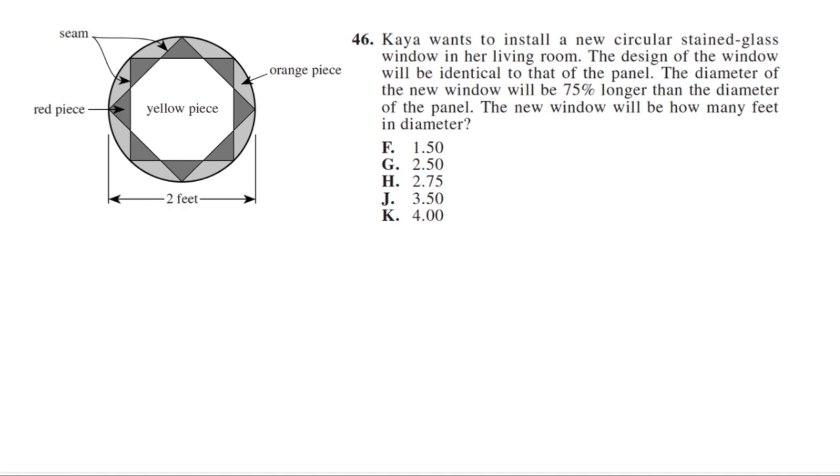Lastly, a 46 in the middle of the difficulties. So this is also a problem where they give a figure and they ask multiple questions. It says Kaya wants to install a new circular stained glass window in her living room. The design of the window is to be identical to the panel. This is the panel. It's given in the test as this is the panel. The diameter will be 75% longer than the diameter of the panel. Well, what's the diameter of the panel? 2 feet. It's 75% longer, so it must be more than 2 feet.